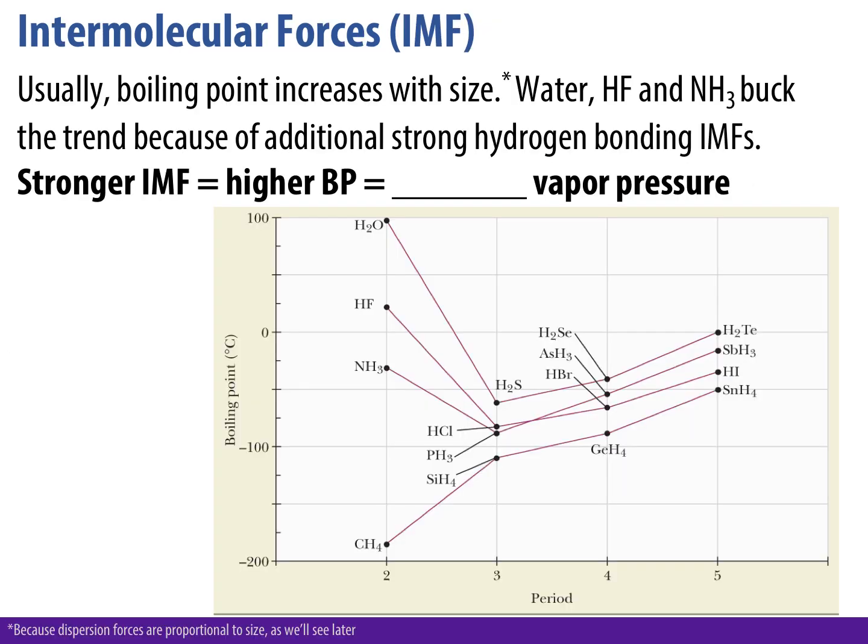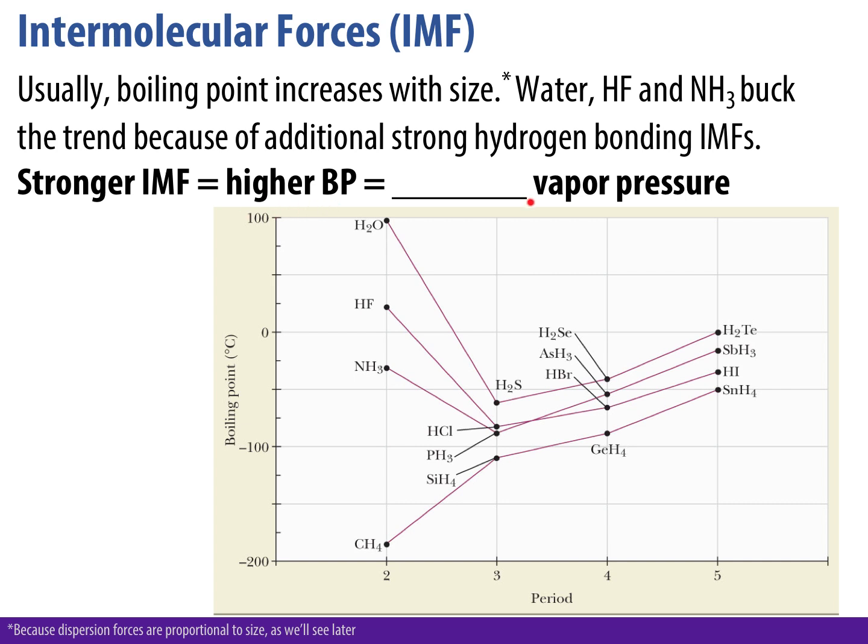So again, that first observation, let's come back to it. Well, water, HF, and NH3 buck that trend because they have additional strong hydrogen bonding intermolecular forces. So we can see these are very, very strong intermolecular forces and cause those deviations from the trend. None of the other compounds in this table have hydrogen bonds, and so these are much higher than the other ones in general. Note the second thing too, stronger intermolecular forces is going to mean a higher boiling point.